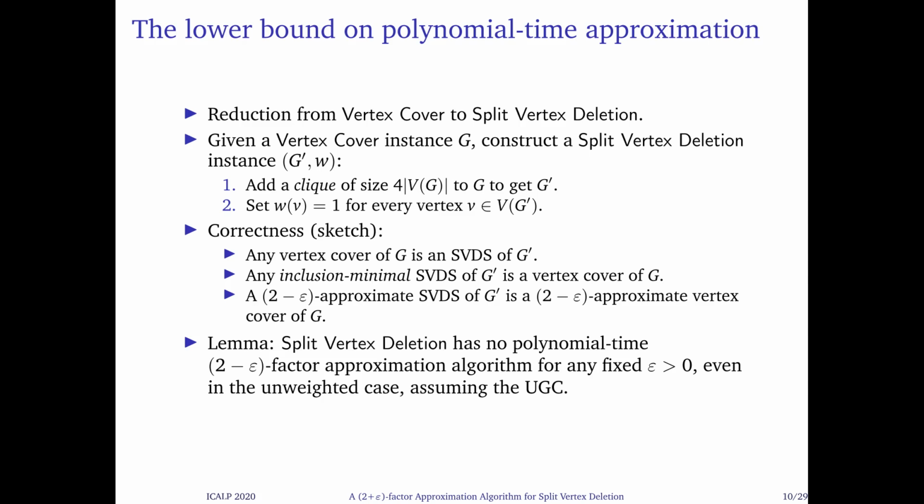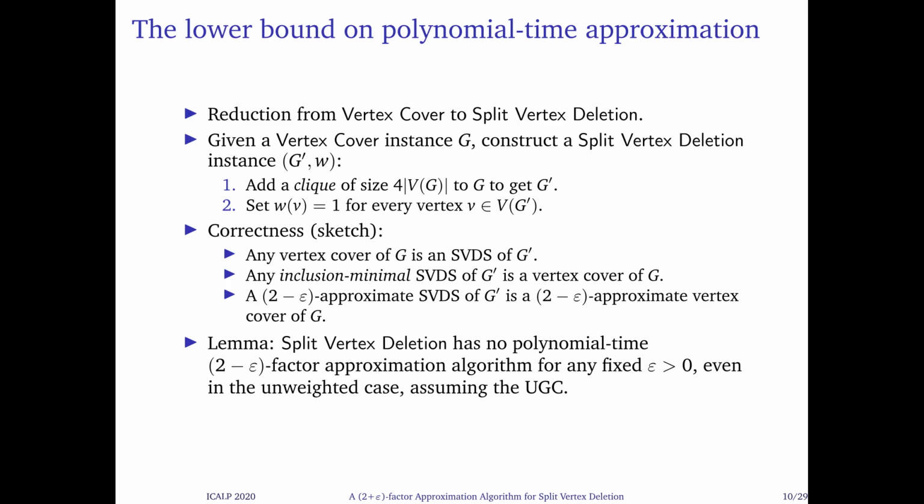It is not difficult to verify that any vertex cover of the original graph G is a split vertex deletion set of G prime, and any inclusion minimal split vertex deletion set of G prime is a vertex cover of G. In particular, if we manage to find a 2 minus epsilon approximate split vertex deletion set of G prime, then we can retrieve a 2 minus epsilon approximate vertex cover of G from this.